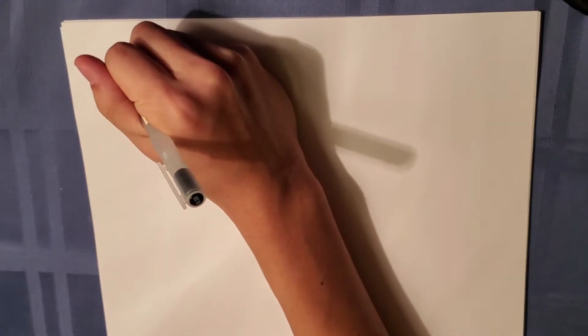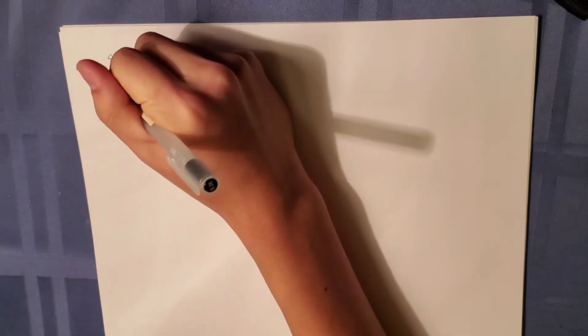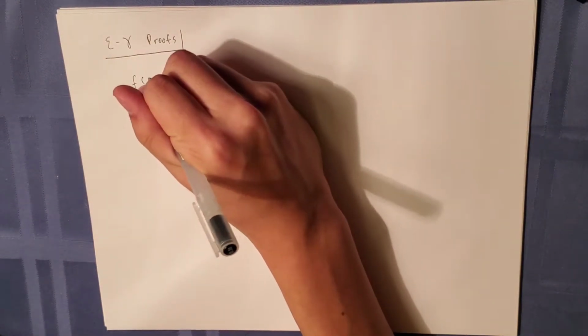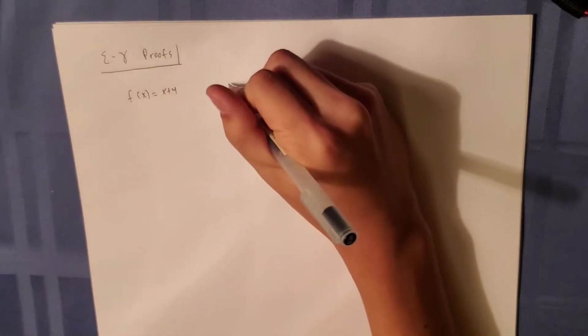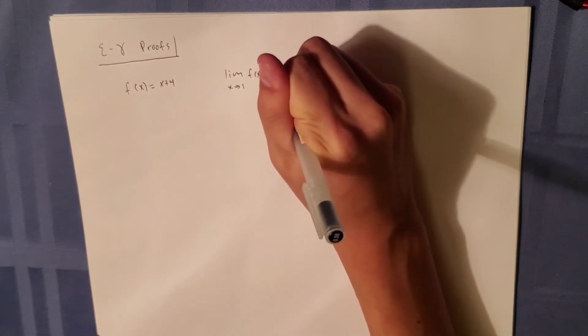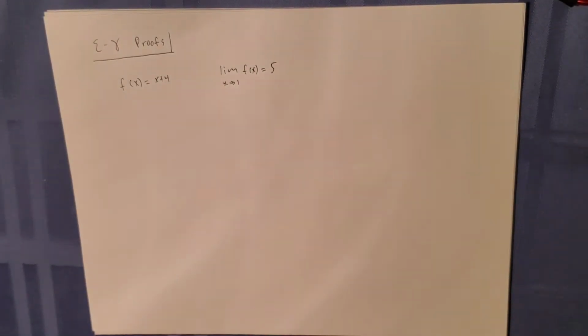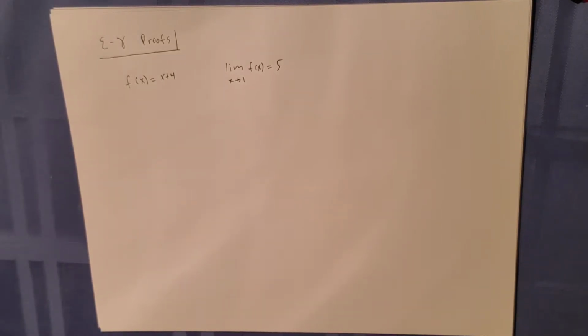This will be the start of epsilon delta proofs. So say we have a function, a simple function, f of x equals x plus 4. And we want to prove that the limit as x approaches 1 of f of x equals 5. This might seem obvious to many of you, but we just have to prove it. And proving is harder than it seems.